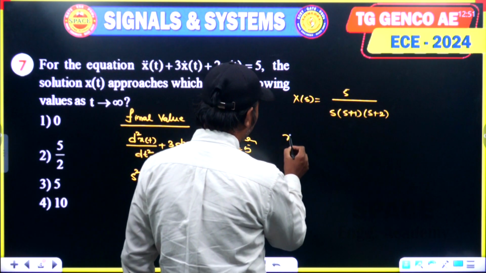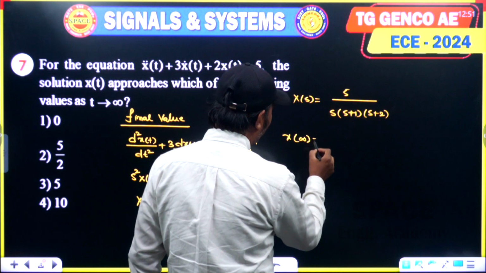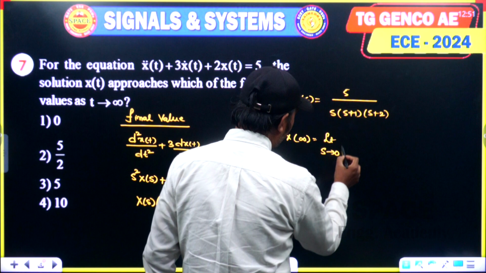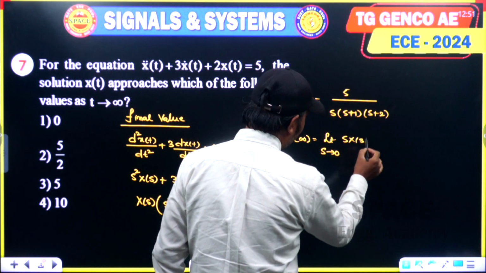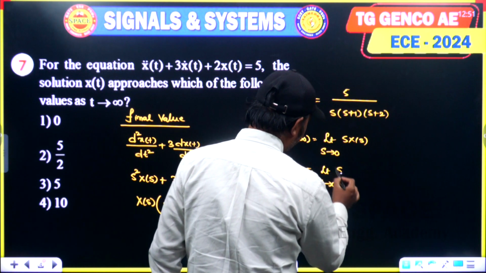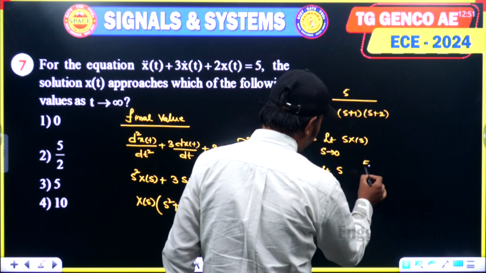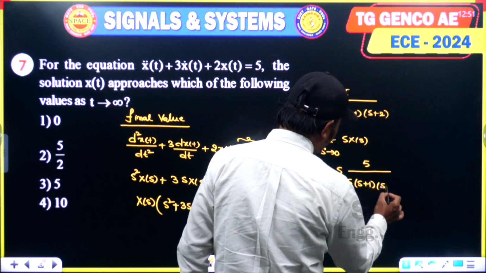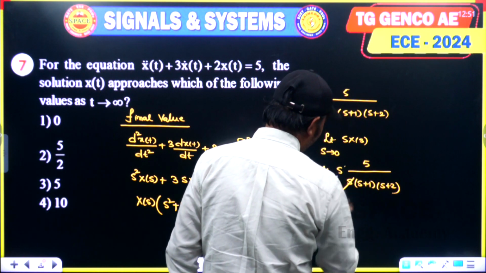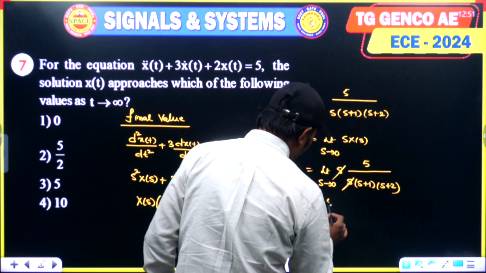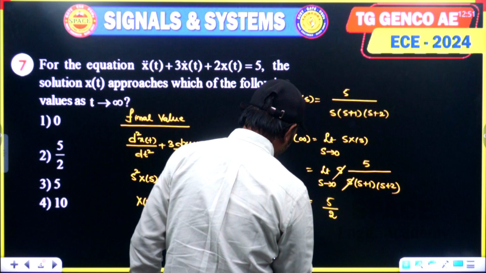And what is the expression for final value theorem? X of infinity is equal to limit s tends to 0 of s times X of s, which means phi by s into (s plus 1) into (s plus 2), times s. So, s gets cancelled. What happens if I substitute s equal to 0? This is phi by 2. So, this is the final value.